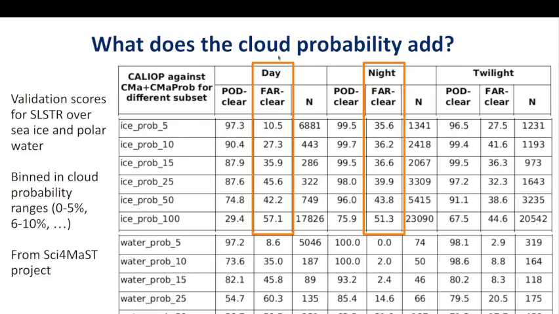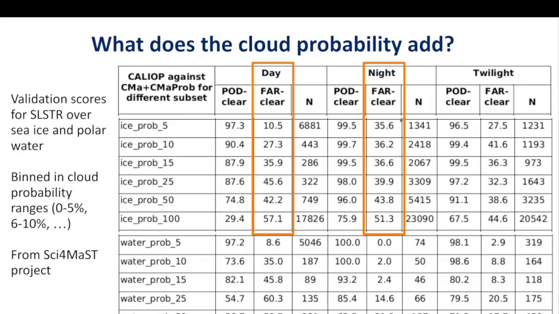And in the orange columns we see the false alarm ratio for clear again. And the lowest, the best performance is as expected for the lowest cloud probabilities with 10% false alarm ratio at daytime, and then increasing false alarm ratio with increasing cloud probabilities as expected.